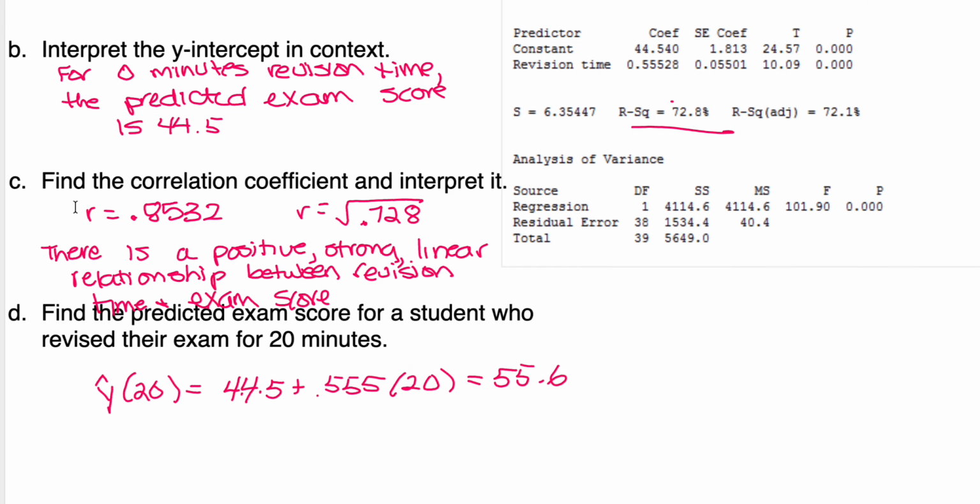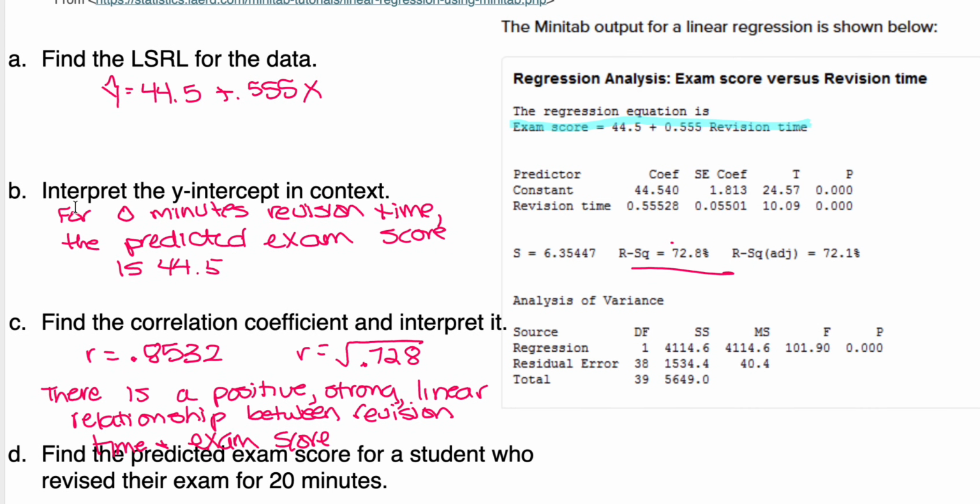Part C, find the correlation coefficient and interpret it. So same thing, we want to find r. We can just take the square root of r squared to find the value. And because this is a positive relationship, we can just keep the positive answer. So there is a positive, strong linear relationship between revision time and exam score.